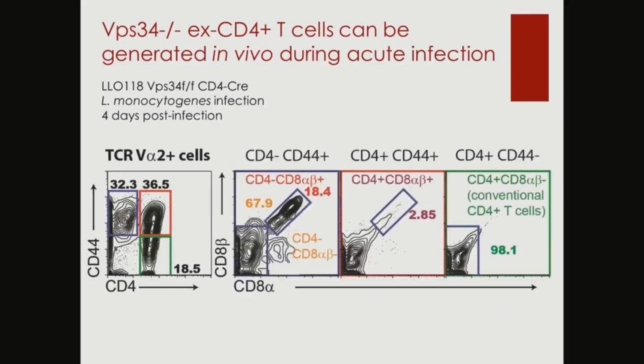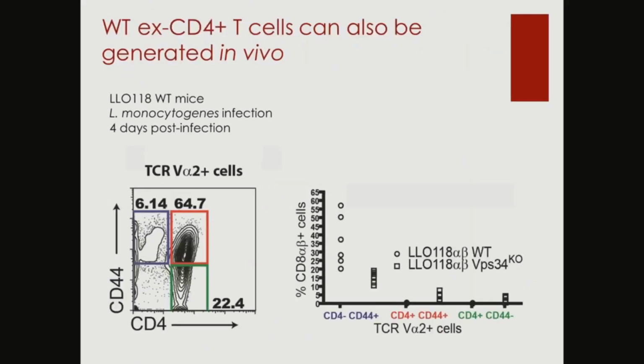Also, as we had seen previously, a proportion of the xCD4 T cells express CD8 alpha beta. We also found other lineage intermediate phenotypes, namely CD4 CD8 double negative, CD4 negative CD8 positive, and CD4 CD8 double positive, providing further support for the idea that effector CD4 T cells can give rise to a spectrum of lineage phenotypes. Furthermore, we observed that our CD4 negative, CD8 alpha beta positive xCD4 T cells could also be generated in Listeria-infected LLO118 wild-type mice. And in fact, these wild-type cells express CD8 alpha beta at a higher frequency than VPS34 deficient cells. This evidence confirmed to us that effector CD4 T cells possess a fundamental lineage conversion capacity that is enhanced in the absence of functional VPS34.